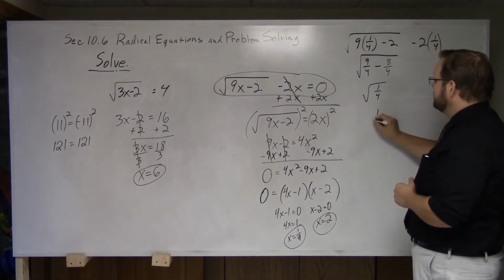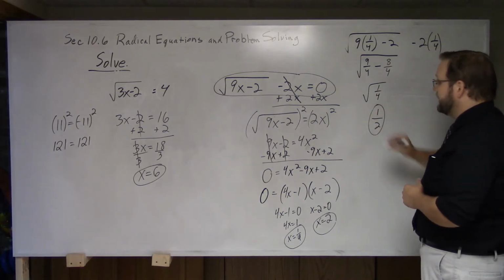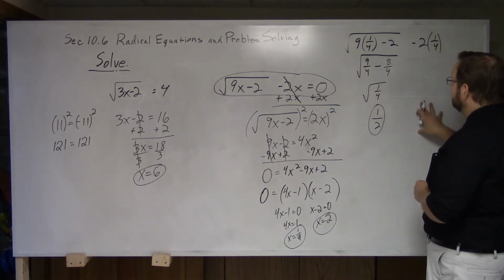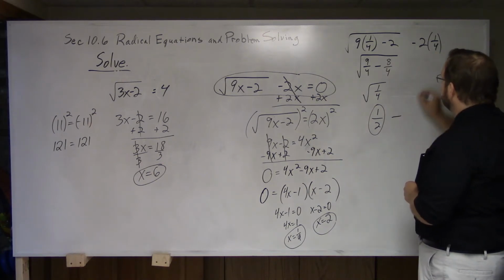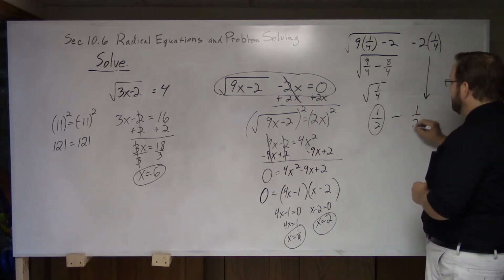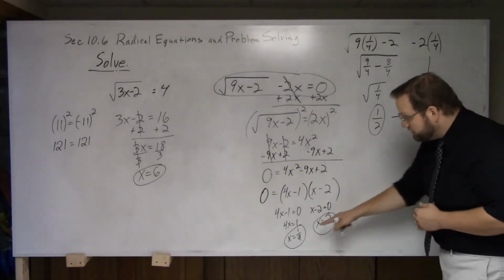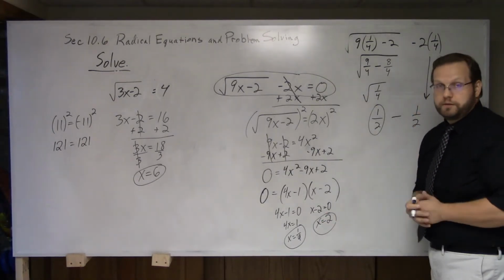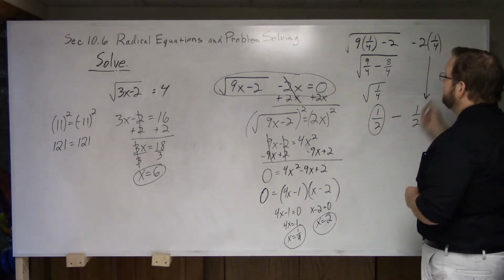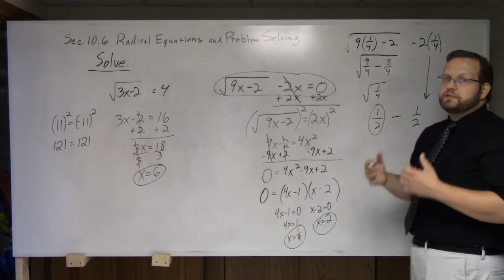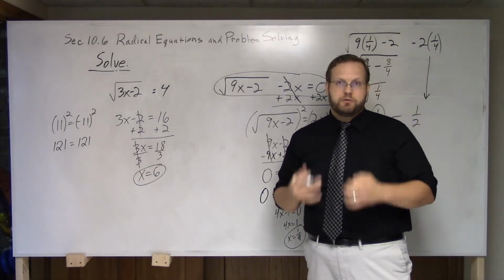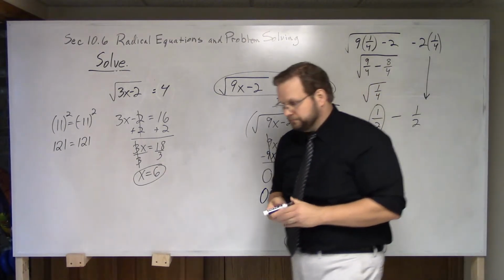Square root of 1, square root of 4, there's your 1/2. We still have this though. So 2 times 1/4 is a 1/2. 1/2 minus 1/2, there's your 0. So both of those answers down here work. Again, if you want to pick up your calculator and do all that, that's fine, but just make sure you're checking your answers. Let's look at another one.